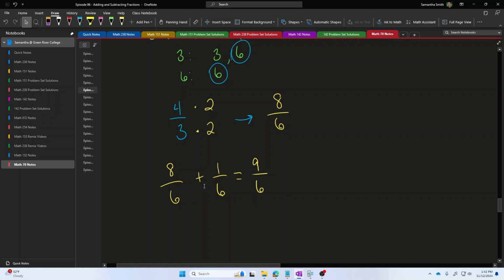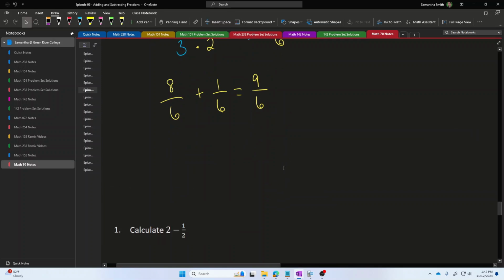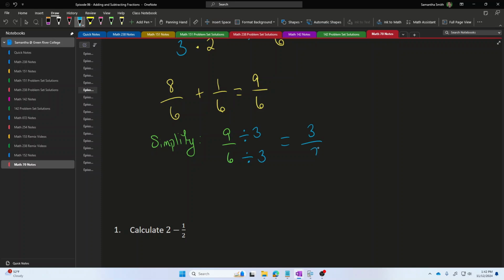8 slices plus 1 slice, in total 9 slices, and the denominator just tells me how big the slices are. So I have here 9/6. This is the result of the addition. And the next thing that I will do is check to see if I can simplify my answer. 9/6. Is there a number that can be divided out of both 9 and 6? It looks like both of these numbers contain a 3 that can be divided out. So from that process, I get 3 in the numerator and 2 in the denominator.